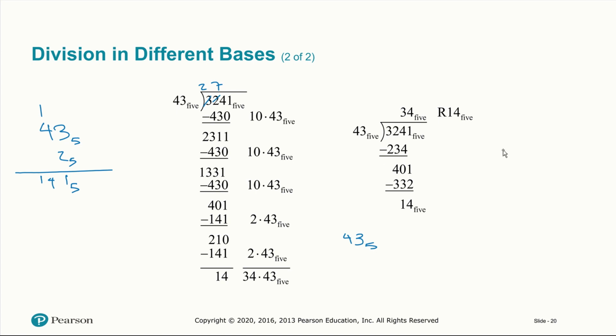Let's try 4, 3 base 5 times 3 base 5. So notice 3 times 3 is 9, which is 1, 5, and 4 ones, right? So we put the 4 here and a 1 here. 3 times 4 is 12, and 1 is 13. So 13 in base 5, remember that's 2 5s and 3 1s, right?